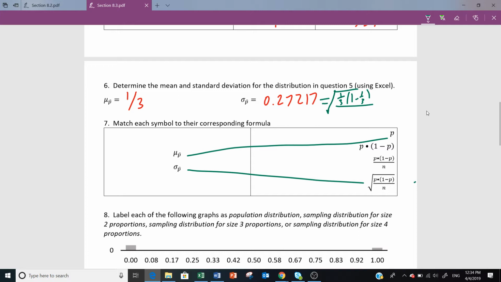So we're going to do square root of 1/3 times 1 minus 1/3 over what? What sample size did these come from? Let's look at the samples. Here are the samples. What size are they?